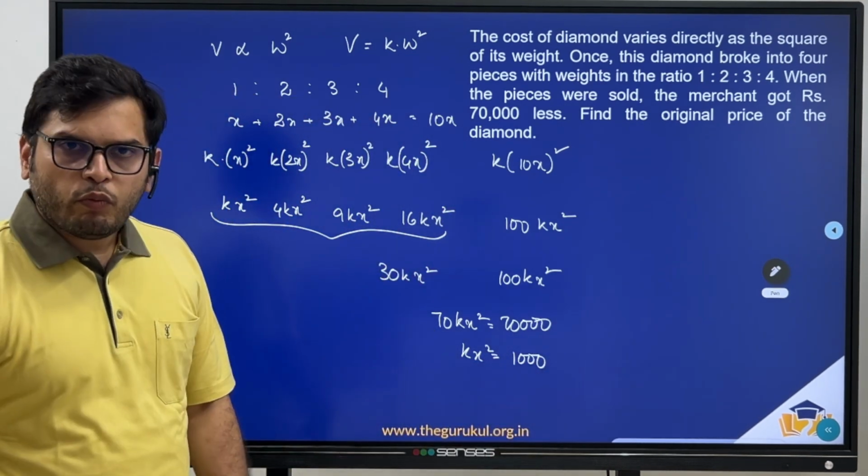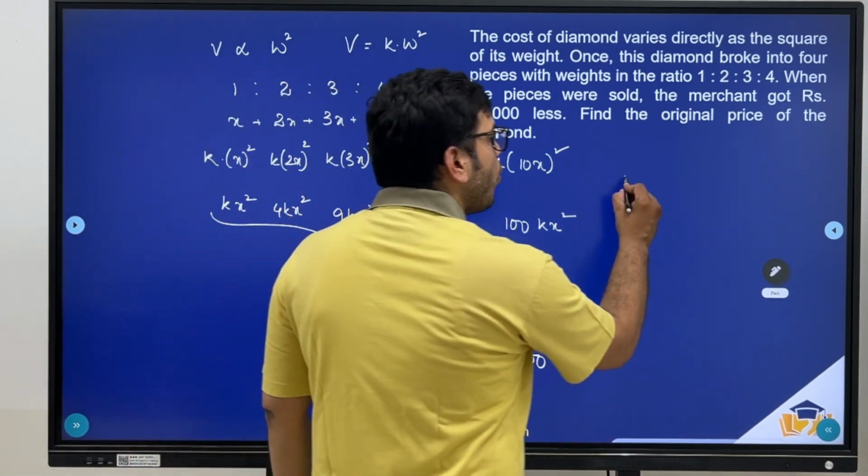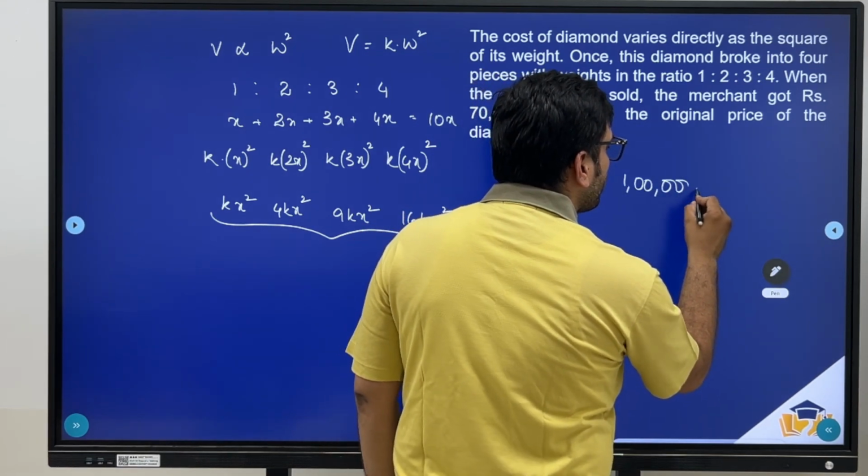If kx square is equal to 1000, what was asked? Find the original price of the diamond, which is 100 kx square. 100 into 1000, 1 lakh rupees should be the answer to this question.